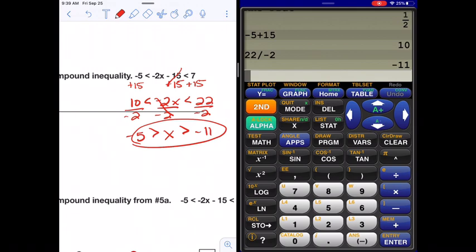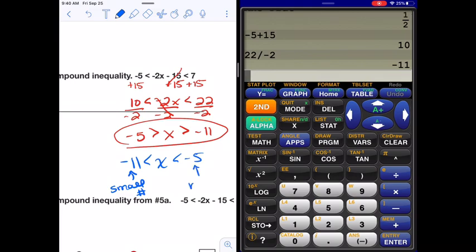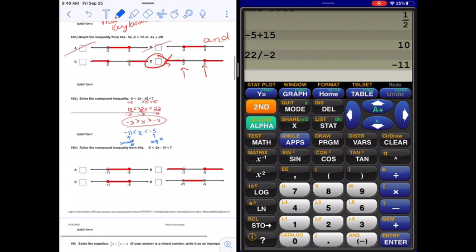Except we don't write and statements as greater than symbols, we write them as less than symbols. So your final answer would just be -11, because that's the smallest number, less than x, less than -5. You want this here to be the smallest number and this to be the bigger number. So that would be the answer right here to A.